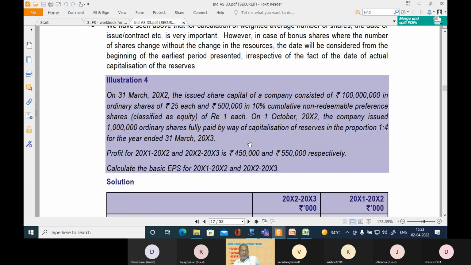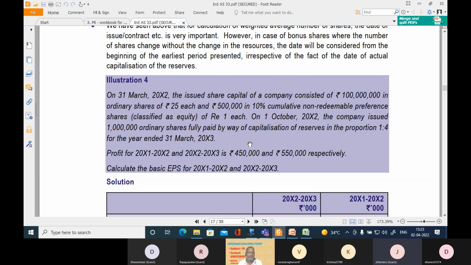Illustration number 4. Jitendra ji will read this out. Illustration 4. On 31st March 2022, the issued share capital of a company consisted of 10 crores in ordinary shares of rupees 25 each and 5 lakhs in 10% cumulative non-redeemable preference shares classified as equity of rupee 1 each.